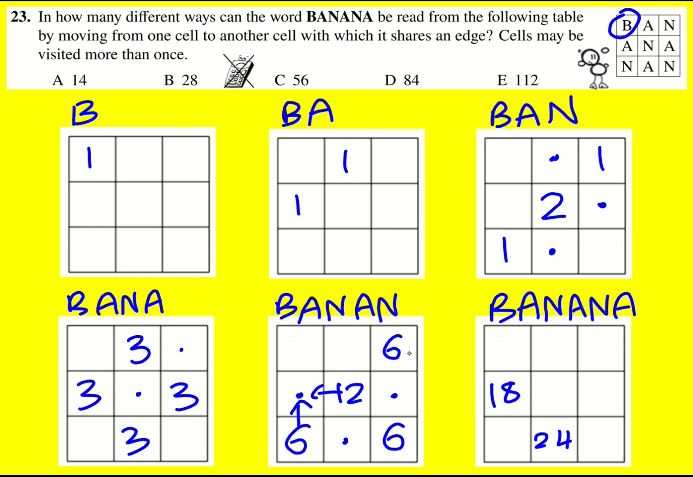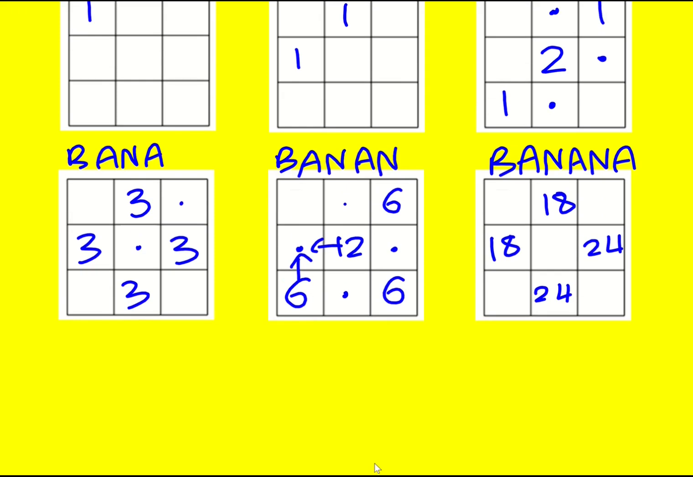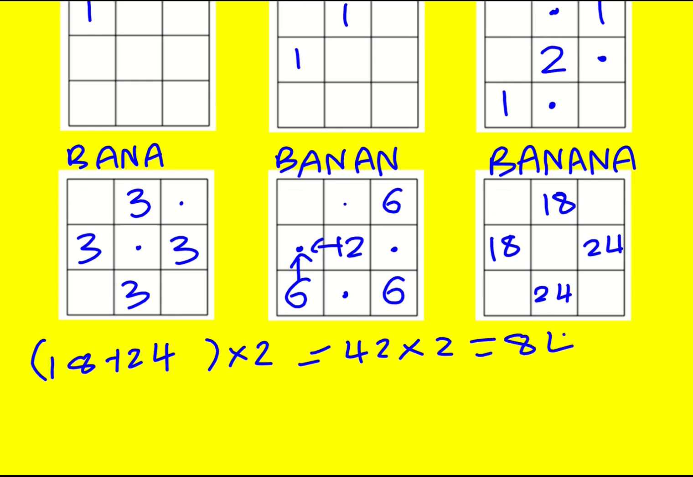If I want this one, it's going to be 12 plus 12 again. And here, I'm going to get 18. So overall, it's going to be 18 plus 24, and then we times that by 2, which is 42 times 2, or 84.